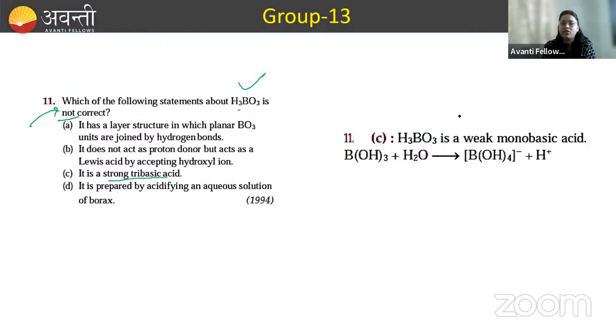H3BO3 क्या है? It is not a strong acid, but it is what? Weak acid. बट यहाँ पे बोला है कि ट्राइबेसिक एसिड है, वो ट्राइबेसिक नहीं है. इट इज ओनली एंड ओनली मोनोबेसिक एसिड. हाउ? सो BO3 जो है वो क्या करता है? H+ सिर्फ एक ही देता है वाटर के साथ जब रिएक्शन होती है तो, ठीक है. सो दैट्स व्हाई इट इज अ वीक मोनोबेसिक एसिड. It is not strong tribasic acid. So that's why this statement is not true, and not true ही हम लोगों को find out करना था. Other statements are true, true and true. Okay. Yeah. Next.